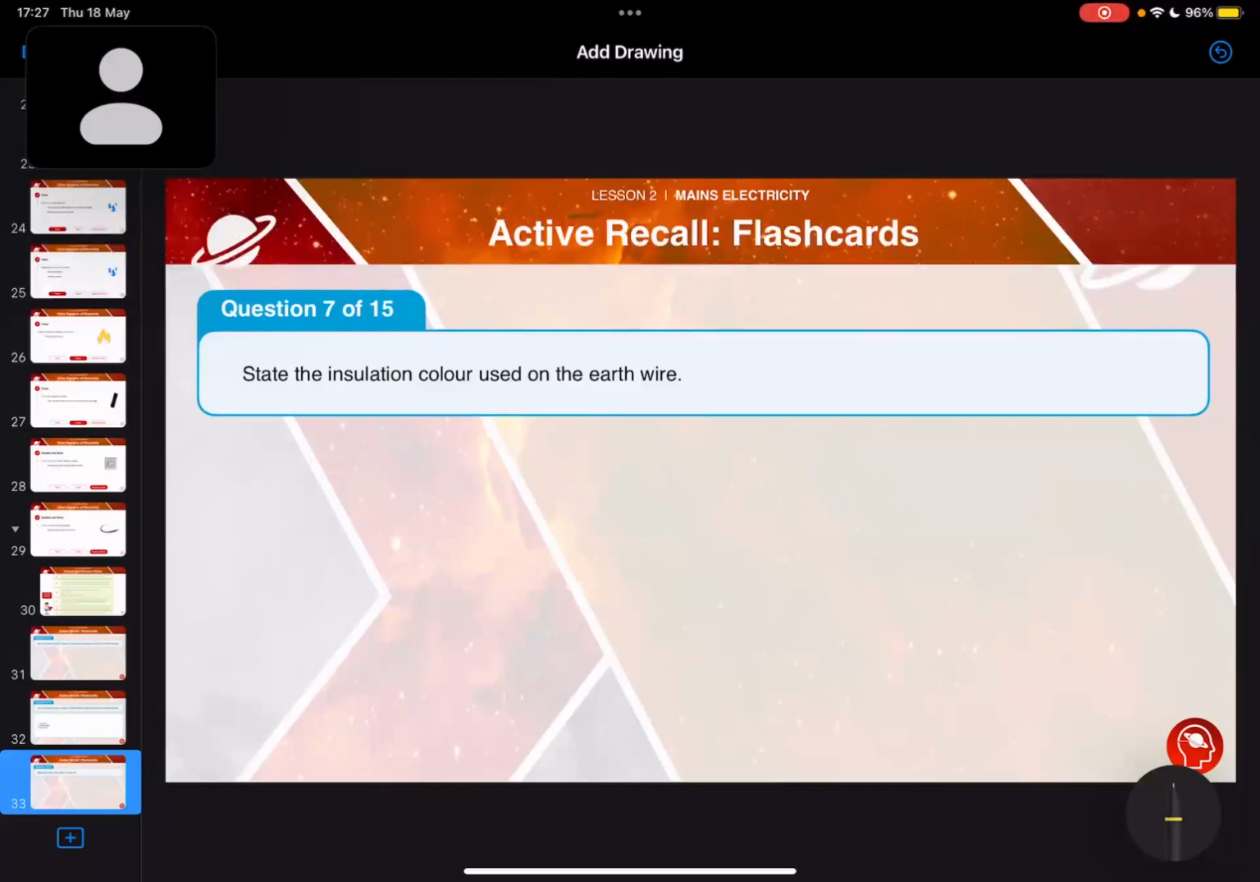So just remember, Earth is green. Well, it's blue and green, but that helps me remember. So don't confuse yourself between blue and yellow and green. Just think of grass when you think of the Earth.